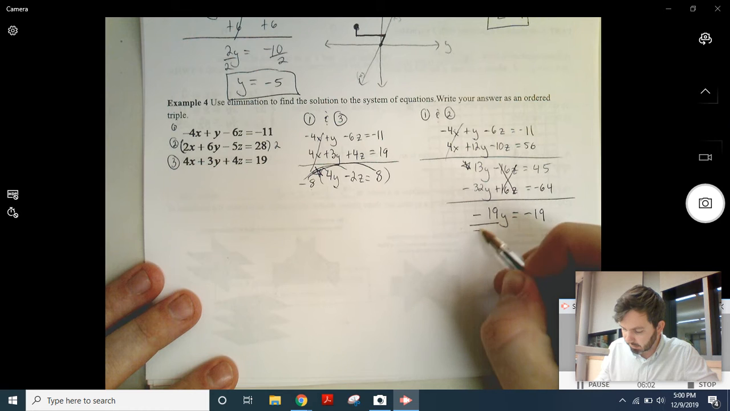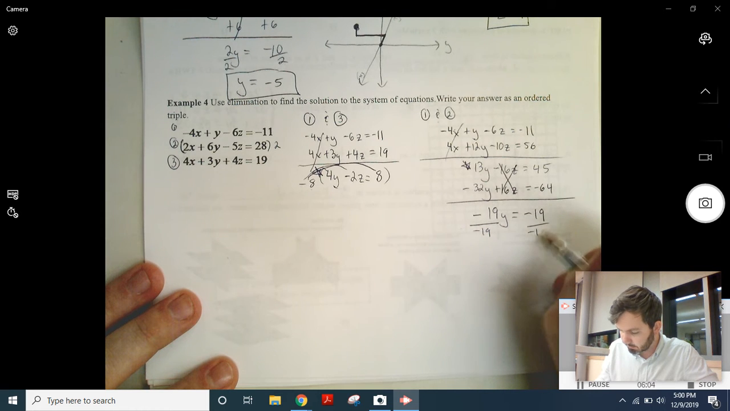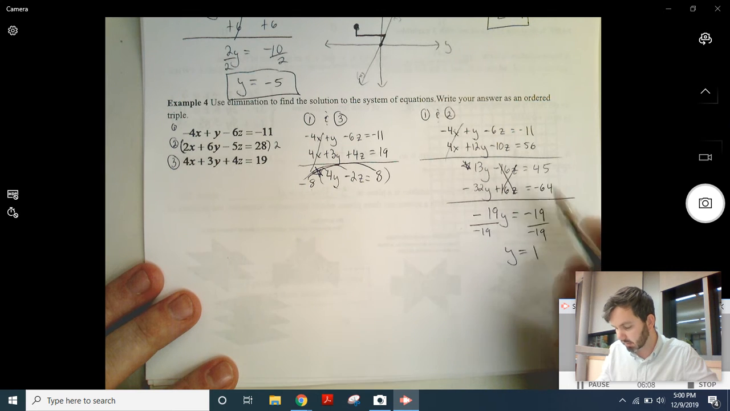So we're going to divide by negative 19 on both sides. We're going to get y is equal to 1, right? Negative 19 over negative 19 is positive 1.